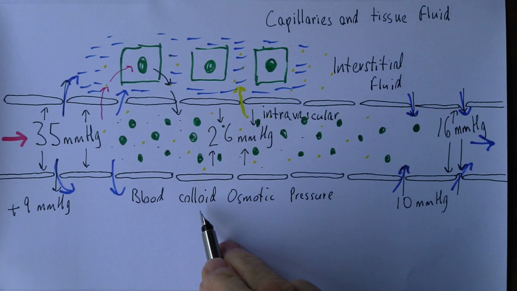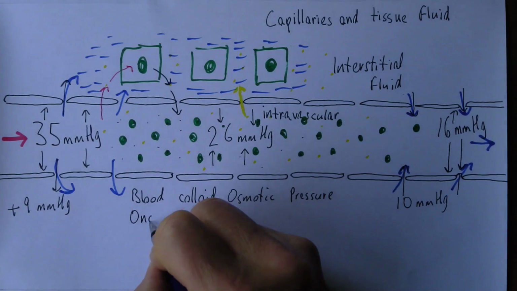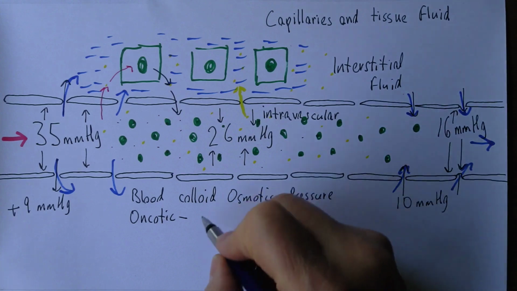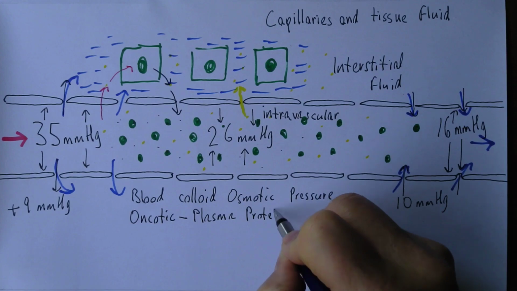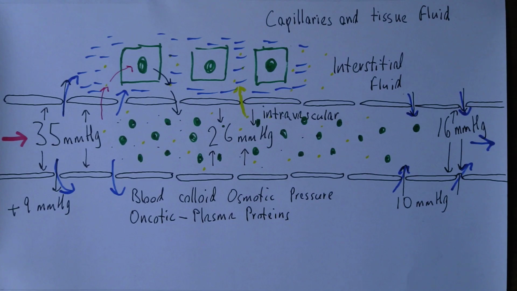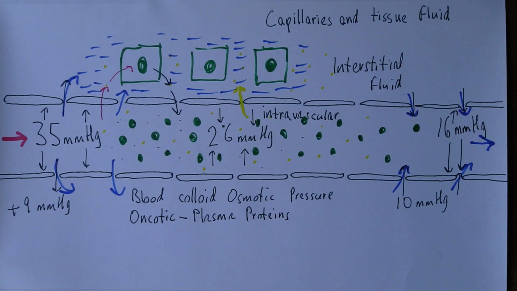A colloid is a solution of water with big molecules in it. And the big molecules here are the plasma proteins. So what we sometimes call this is the oncotic pressure. So the oncotic pressure is the pressure generated by the plasma proteins. And because the other osmotic effects balance each other out across the capillary membrane, it's the oncotic pressure which is responsible for the reabsorption of the tissue fluid. So the hydrostatic pressure pushing out, the oncotic pressure sucking back in.